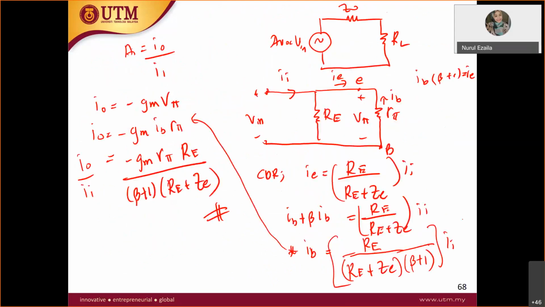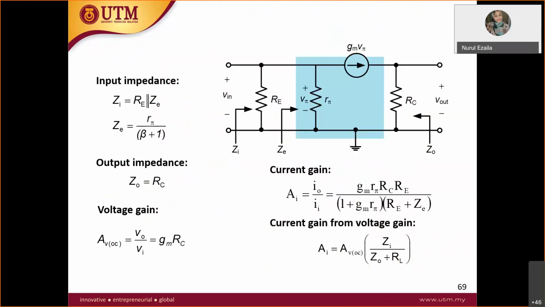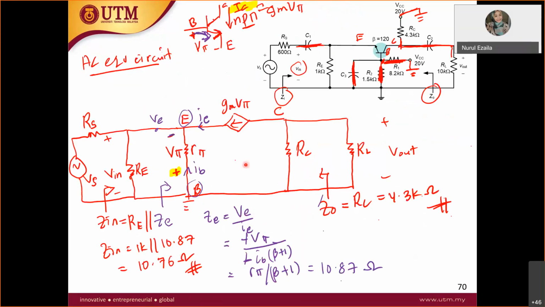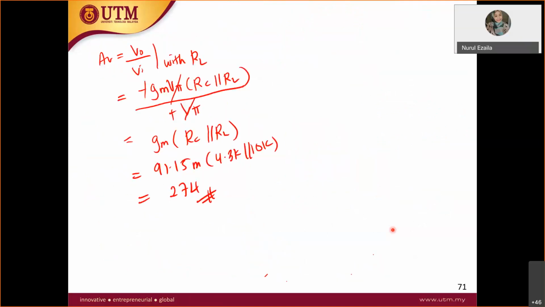For the AI and everything, I trust you can do it yourself. But the most important thing is we derive, we try all the examples, and especially how to draw the AC equivalent circuit from this circuit to this. At least you understand this, and the rest you can find on your own, for the Z in, Z out, AV. If I have time before I upload, I will write for the AI as well. Now I'm running out of time because I want to have a 5 minute break to continue on the new topic. Is that okay?